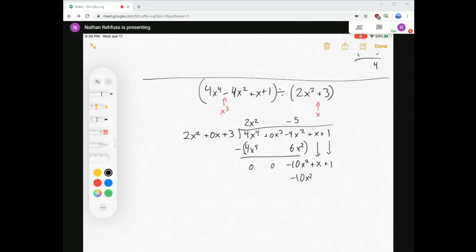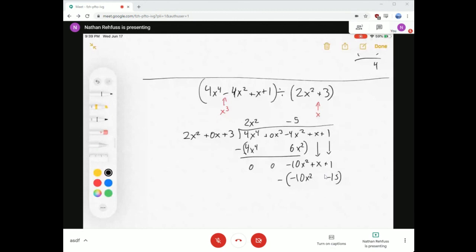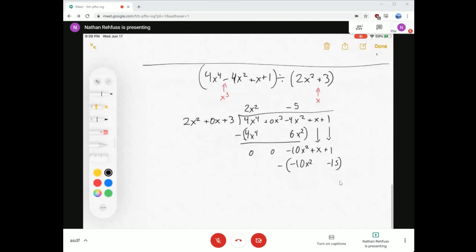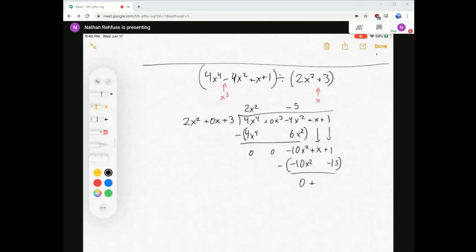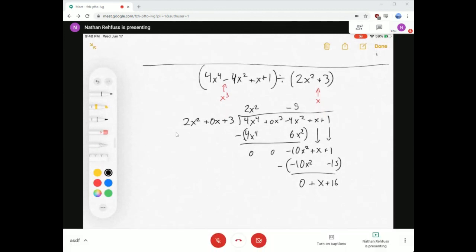Then there's nothing in the middle, and a negative 15 out on the end. When I subtract that whole fella in parentheses, so a negative 15, nothing in the middle, negative 15 out here, I get a nothing, I get an x, and I get a plus 16. Now this is a smaller degree. This is degree 1 and that's degree 2. So 2x squared doesn't go into x, so that's my remainder.